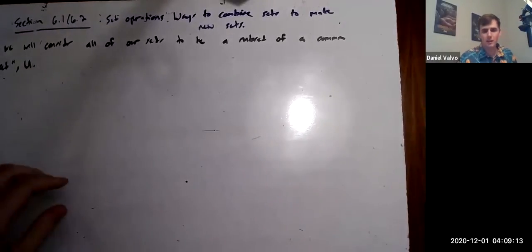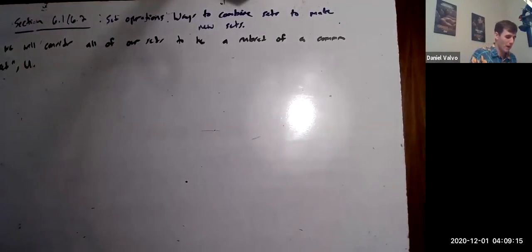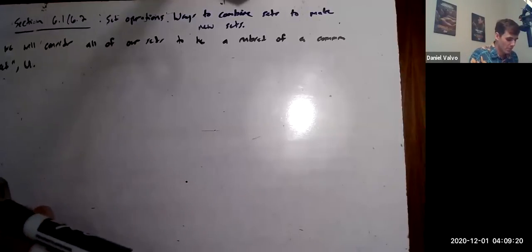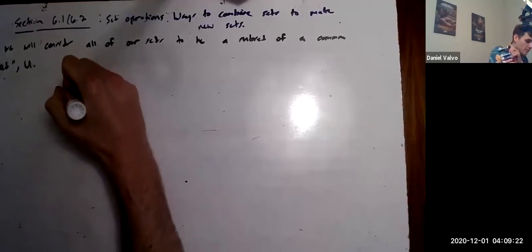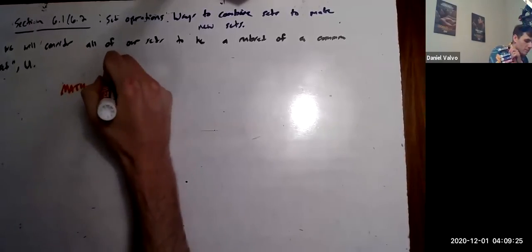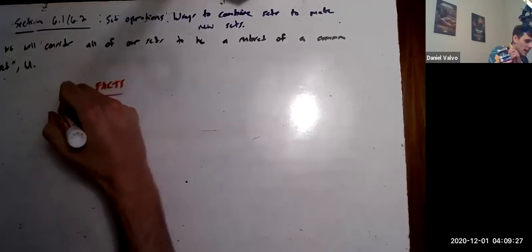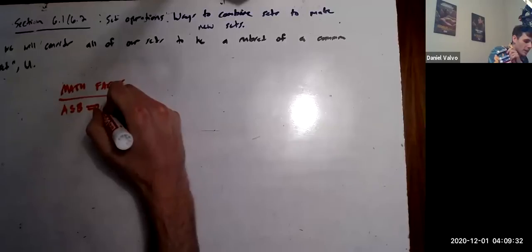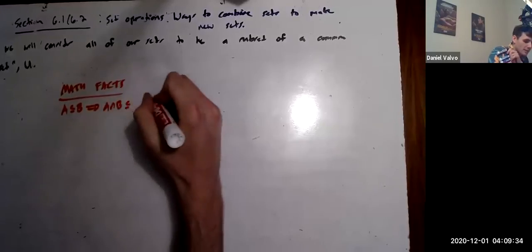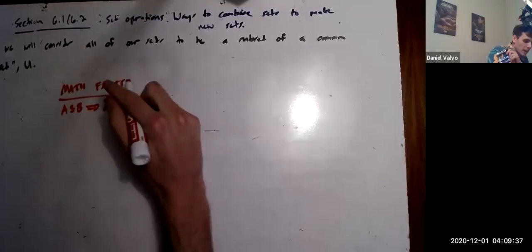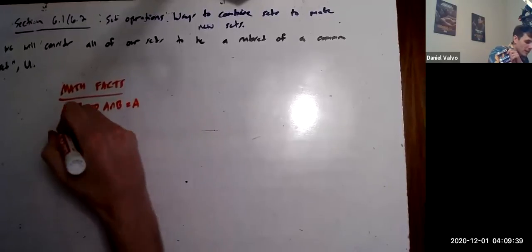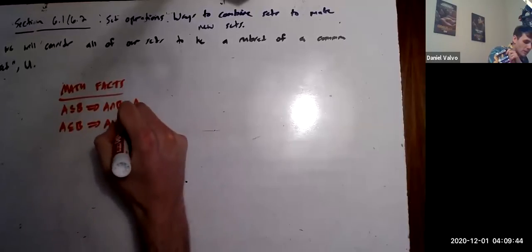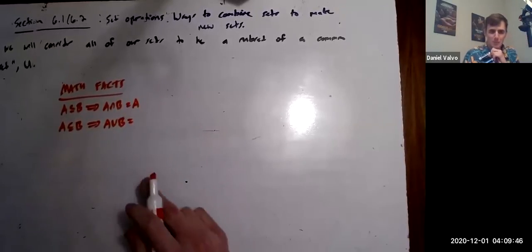But before we do that, let's write down some more math facts that are totally nice to know and that we could prove. Math facts. So we just had that if A is a subset of B, then A intersect B equals A. We also have that if A is a subset of B, that implies that A union B equals what? We did an example of this before.